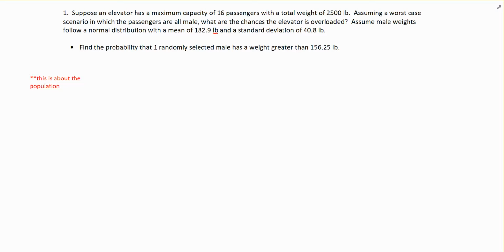So this last example that we're going to look at together is really kind of a fun example for you to consider when you're thinking about the next time you walk up to an elevator. This says that suppose an elevator has a maximum capacity of 16 passengers with a total weight of 2,500 pounds. Assuming a worst case scenario in which the passengers are all male, what are the chances that the elevator is overloaded? Assume male weights have a normal distribution with a mean of 182.9 pounds and a standard deviation of 40.8.